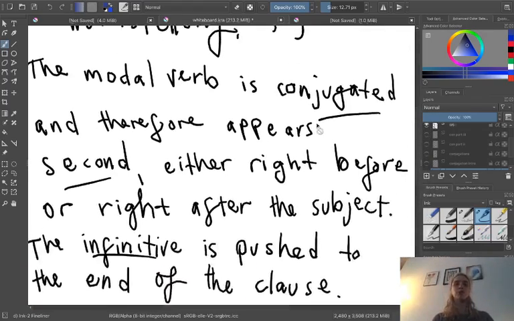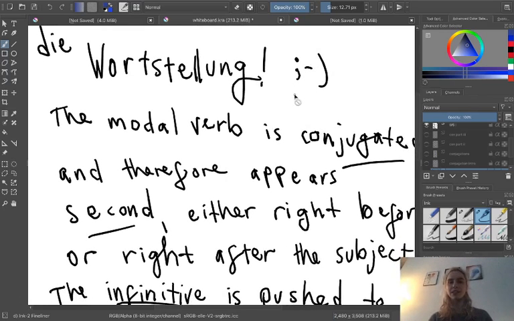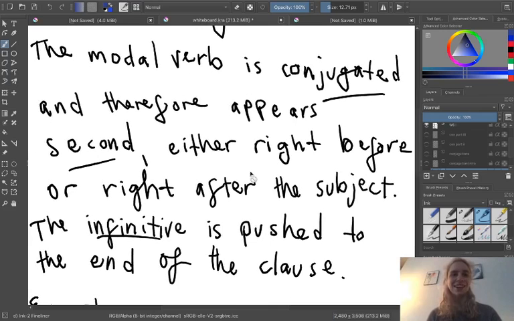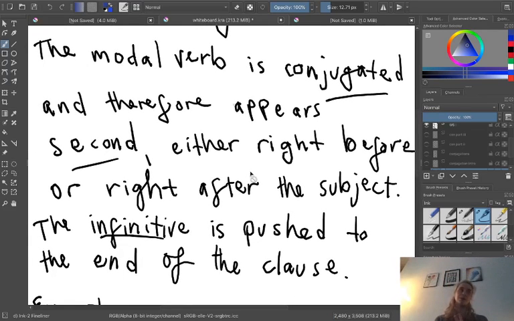So jetzt besprechen wir die Wortstellung, word order, and I put a winky face here, not just to observe a German cultural convention, but because I know this is everyone's favorite word order. But we have basically two verbs, two sort of actions in a modal verb sentence. So we have the modal verb itself, like ich muss, for example. Then we have the infinitive that the modal verb is modifying.